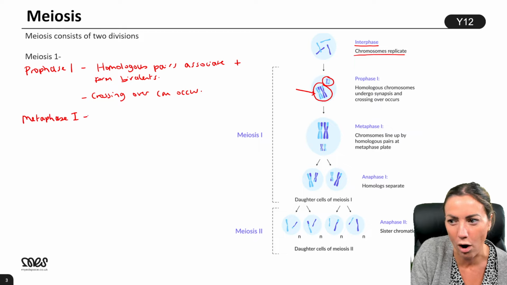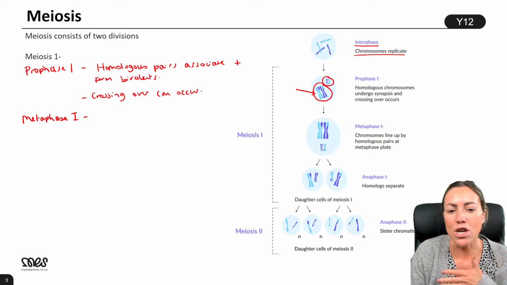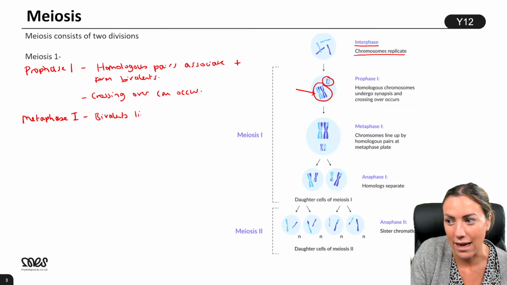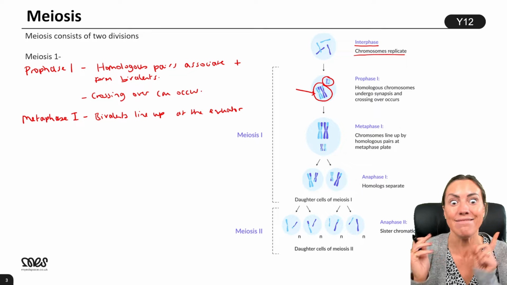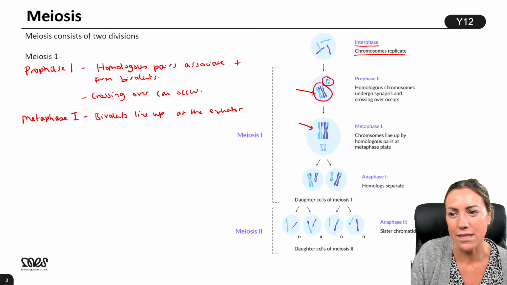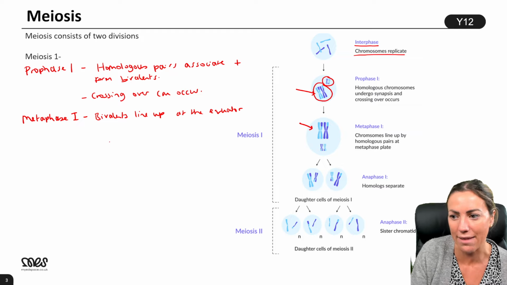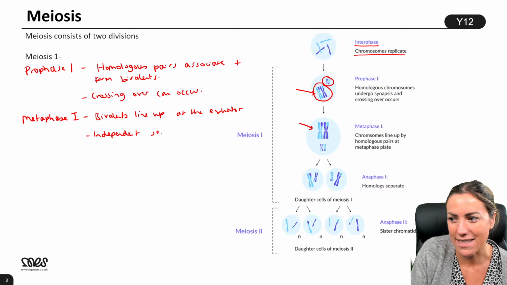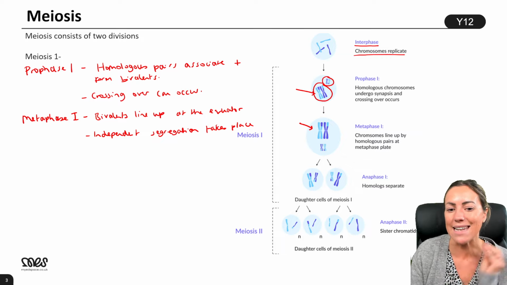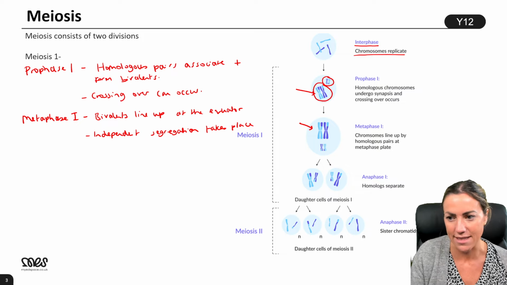Now, during metaphase 1, we know metaphase begins with an M, like middle. We know this is about them lining up on the equator, but what is different? In meiosis 1, the bivalents line up at the equator, or the homologous pairs of chromosomes line up at the equator. They line up in their pairs. This does not happen in mitosis. In mitosis, they all line up individually. But you can see on the diagram, meiosis 1, metaphase 1, the homologous pairs are lining up at the equator, and this is when independent segregation, or you might call it independent assortment, takes place, which we'll cover later. Similar to mitosis, they are attached to the spindle fibers via their centromeres, but the difference is they're lining up in their homologous pairs and they line up randomly, which is independent segregation.